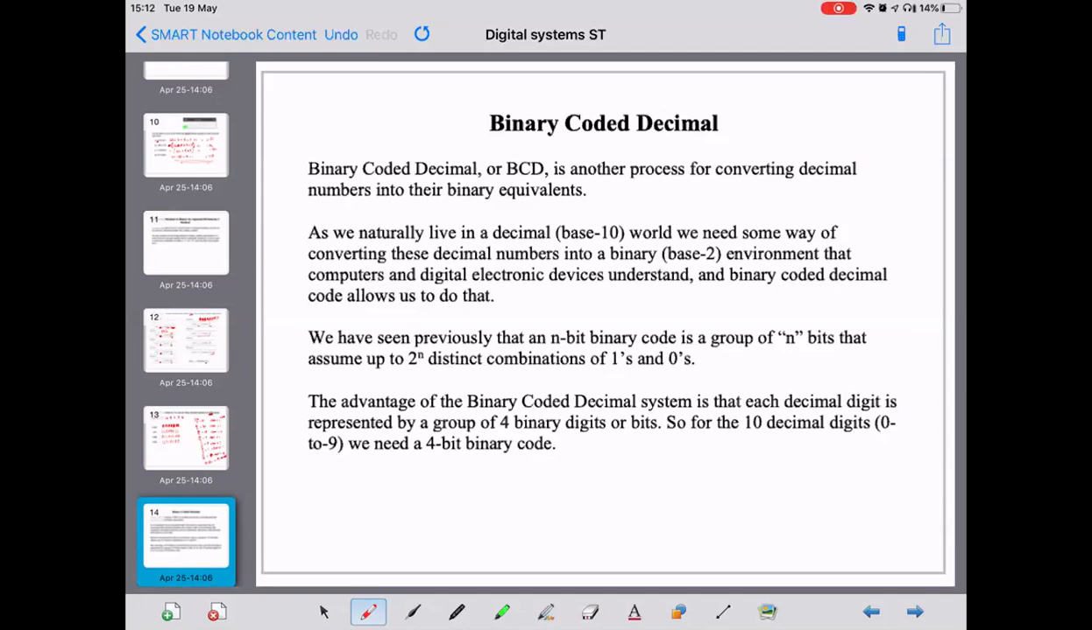We've seen previously that an n-bit binary code is a group of n bits that assumes up to 2 to the n distinct combinations of ones and zeros.